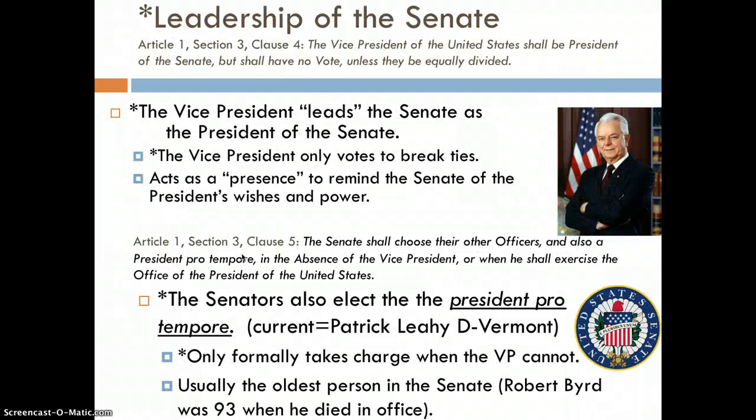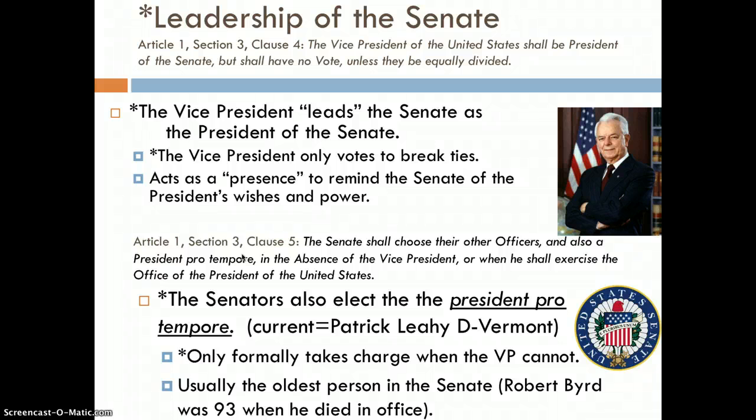The leadership of the Senate. The Vice President leads the Senate as the President of the Senate. We talked about this before. But the Vice President only votes to break ties and acts as the presence to remind the Senate of the President's wishes and power. So even though the branches are separate, you have the Vice President there to kind of show, hey, we're still connected, and Congress, we're still watching what you're doing, and we're still going to try to support certain legislation over other pieces of legislation.